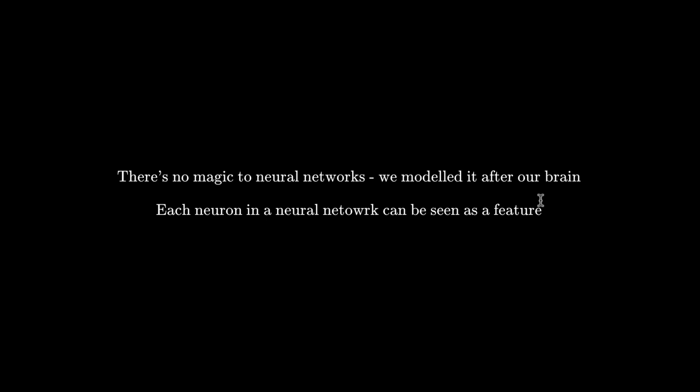Let's quickly recap. There's nothing magical about why a neural network looks like it does. We happen to notice that our brain works that way, and we decided to model after it to try and solve problems. Each neuron in a neural network can be seen as a feature of the data. For example, when trying to predict a house price, the input is multiple features of that given house, like number of bedrooms or the age of the house. Then each layer of the network transforms the previous layer's features into some other set of features.